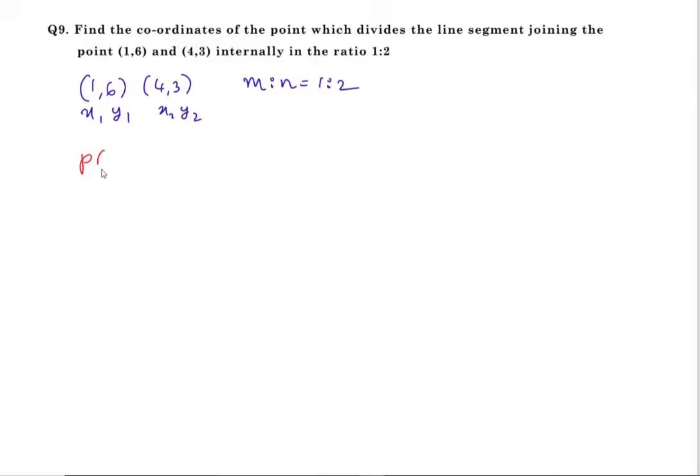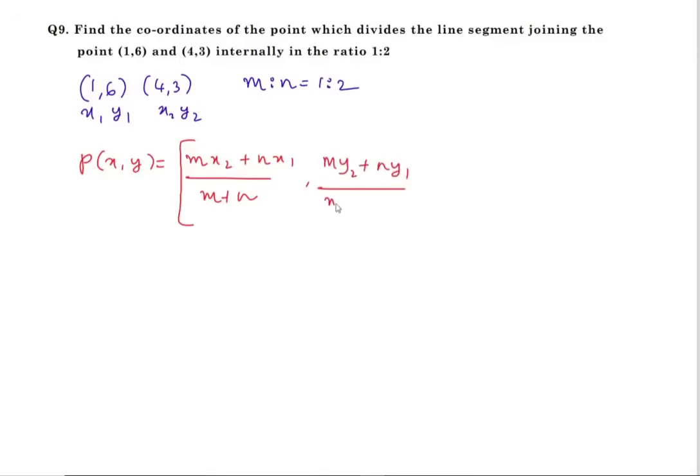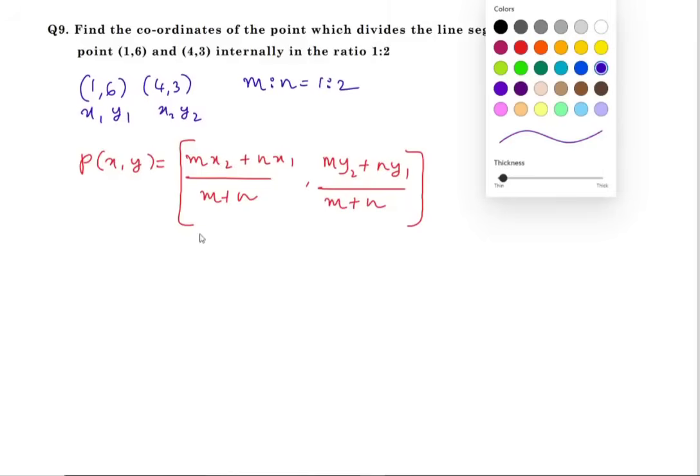Write down the section formula. P of x comma y equals (m x2 plus n x1) divided by (m plus n), comma, (m y2 plus n y1) divided by (m plus n). Otherwise you can take the ratio as m1 is to m2 and write the formula. Both are the same formulas, only the variables are different. You will get the same answer. This is called the section formula. Repeat with me.